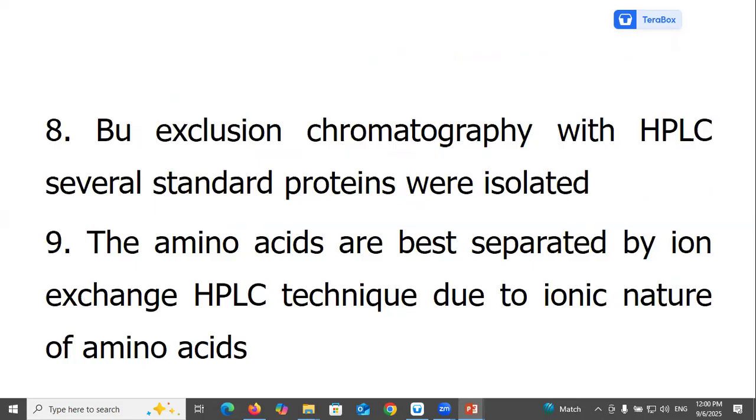By exclusion chromatography with HPLC, several standard proteins were isolated. The amino acids are best separated by ion exchange HPLC techniques due to the ionic nature of amino acids.